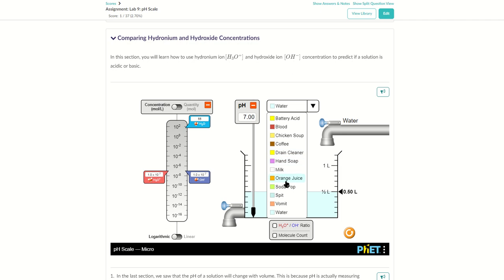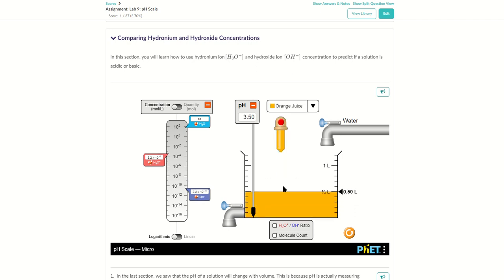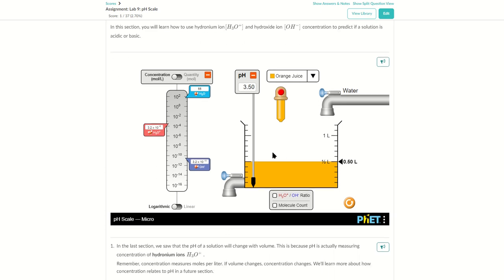And I want to actually look at an example. So let's look at orange juice. You can see right away the pH is being measured, and you saw that the pH changed. It went from being 7 for water to now 3.5, which is acidic. And you can see here that there's a lot more hydronium compared to hydroxide. So that's what I meant. When you have something that's acidic, meaning a low pH, you are going to have more hydronium. You just saw that happen in real time.